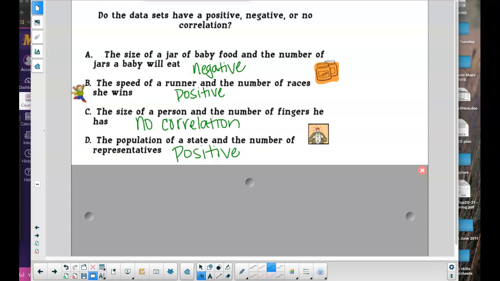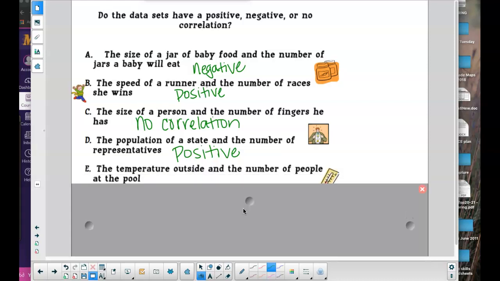How many senators does every state get? 2. Does it matter what our population is? No, you still get 2. So tell me about the correlation between the population of your state and the senators. Is there one? As your population rises, do you get more senators? As it rises, do you get less? No. So there's no correlation between population and the number of senators.